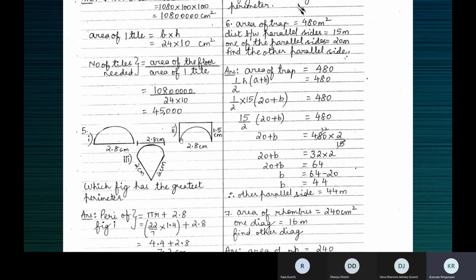2.8, ma'am. 2.8. So what will be the value of r? 1.4. So substitute that and find the perimeter of this figure 2.